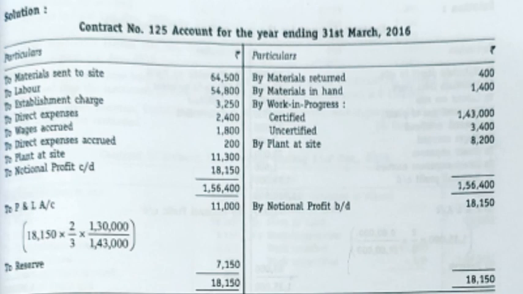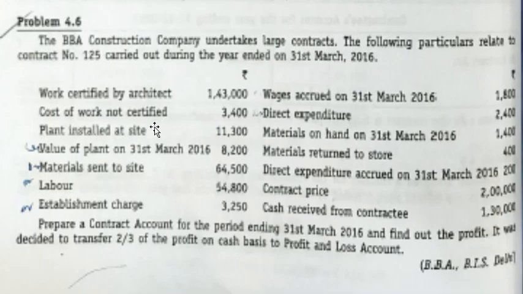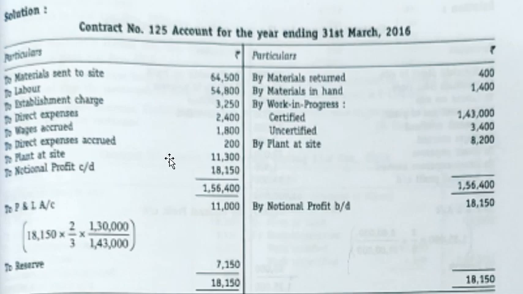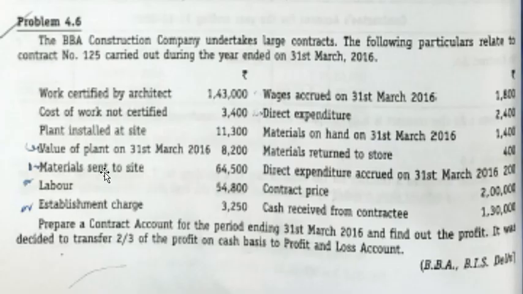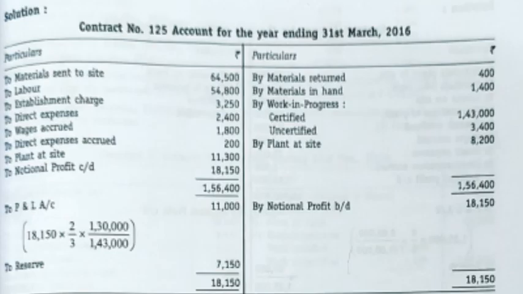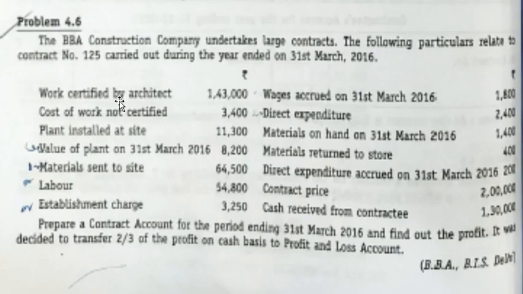So plant installed at site, which will be 11,300, will be taken in your debit column. Then materials sent to site, which is 64,500, will also be recorded in your debit side, since it has been sent to the site. Usually the contract happens at the site.